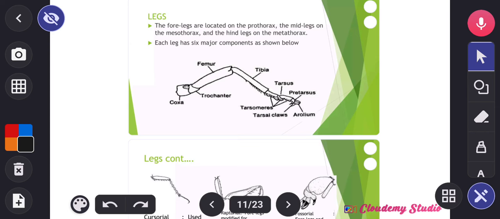Now, each leg has six major components, which are the coxa that joins it directly to the thorax, the femur, which is the longest part, the tibia, the tarsus, the pretarsus, and the claws. You understand? These are the components of legs that we have.